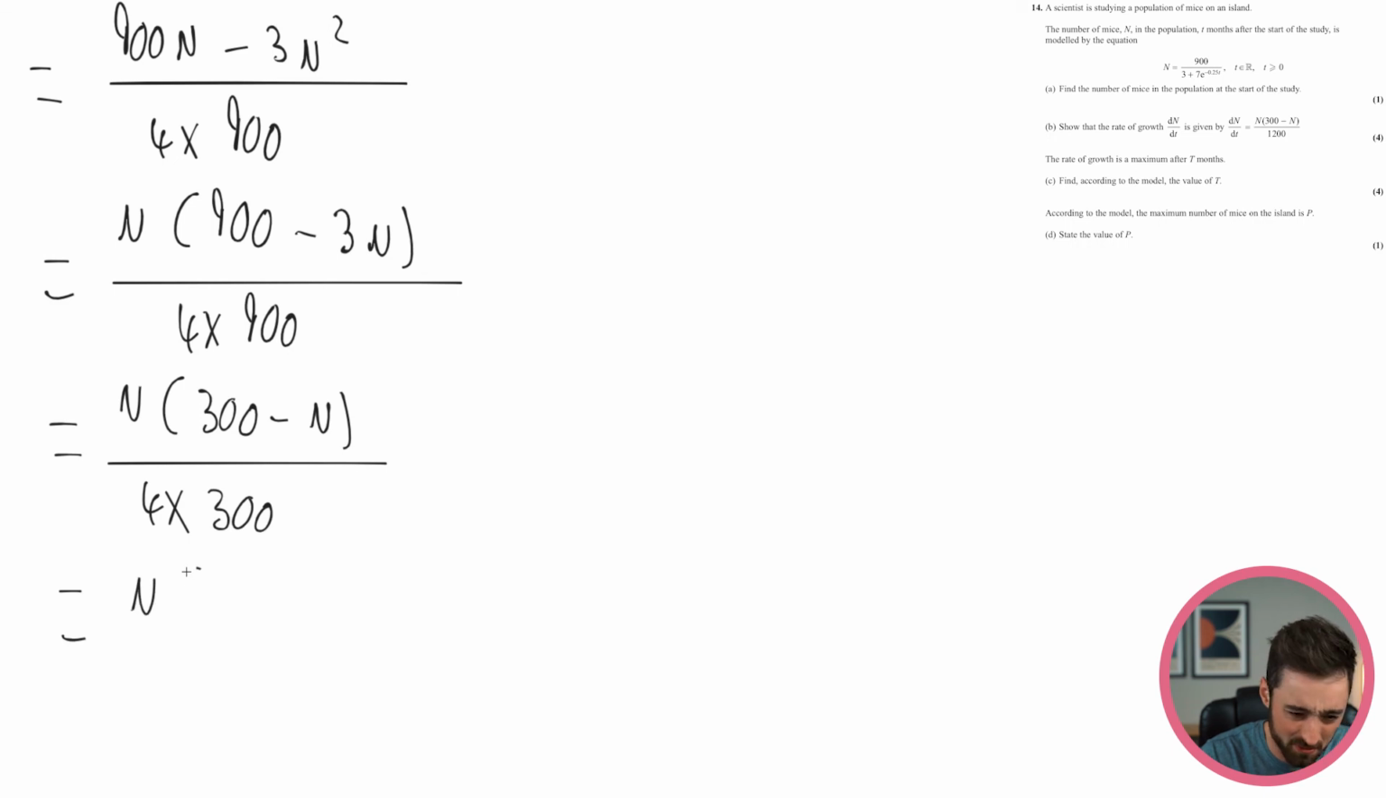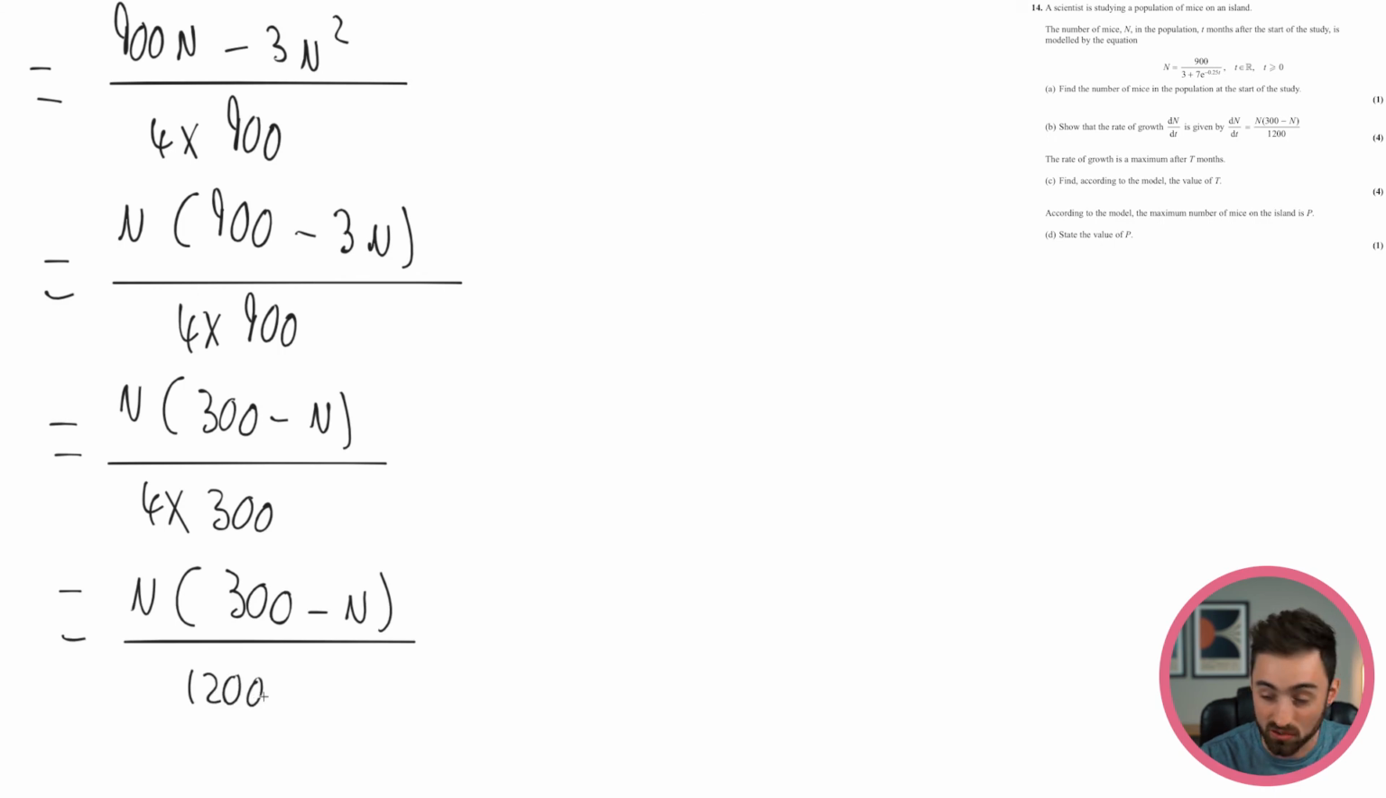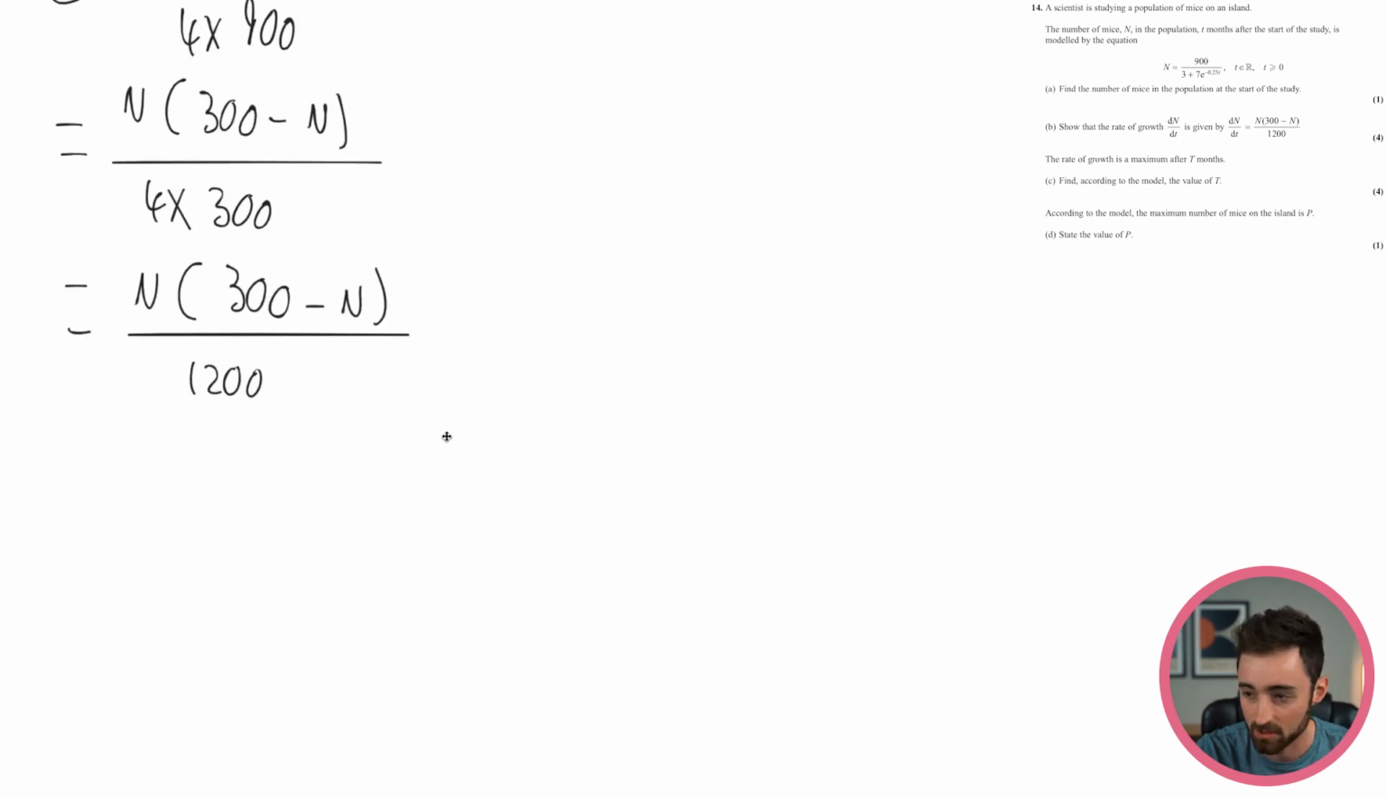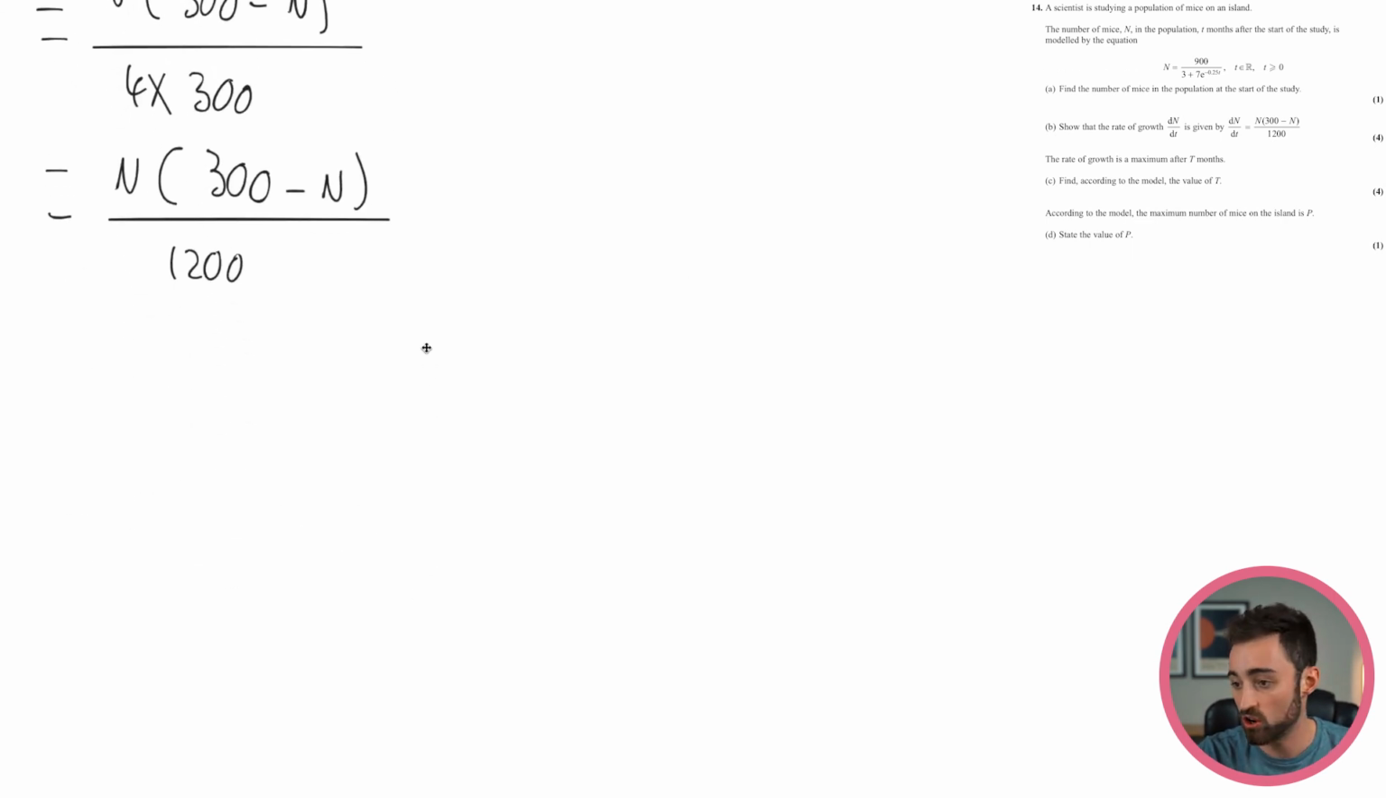So I really hope this is the answer, but I'm going to get n times 300 minus n divided by 1200, which is the answer. Horrible question. Don't worry if you just saw me do that and you're thinking, what? I would have expected many people to struggle on this, so don't worry too much. Okay, now I've done that bit.